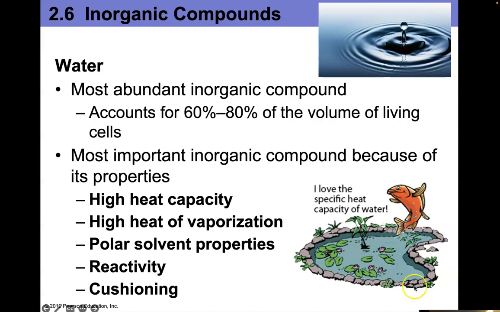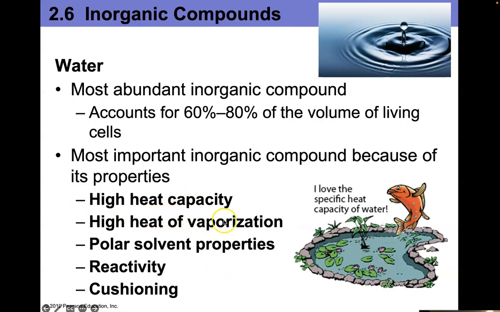So one of them is that water has this high heat capacity, okay? And what that simply means is that it takes a lot of energy to change the temperature of water. This is why, again, I have this image of a fish, and the fish is like, I love the specific heat capacity of water. And that's because, again, as the ambient temperature around us changes drastically, okay, it takes a lot more energy to change the temperature of water. So water actually maintains a more consistent temperature, okay, and that's because it just has this high heat capacity. It takes a lot of heat to change its temperature, okay.